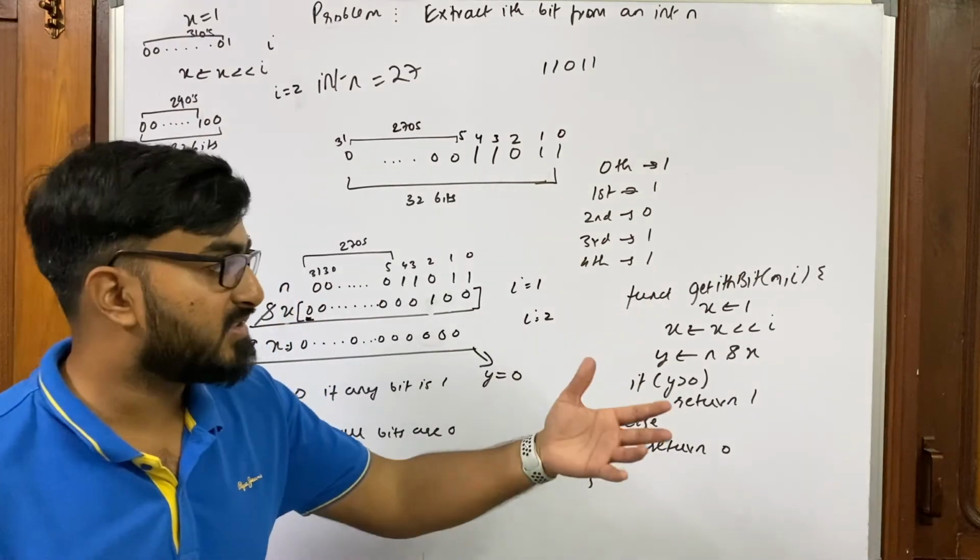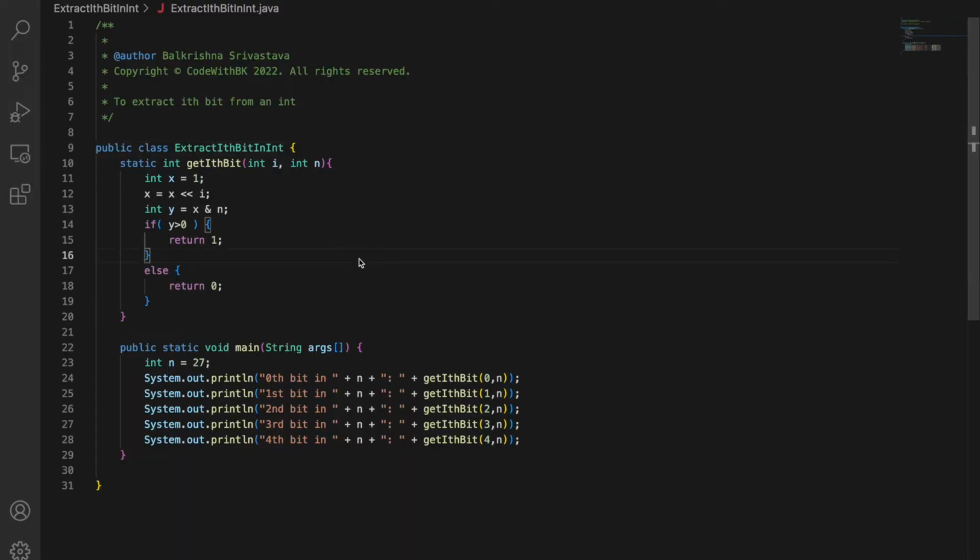So let's implement this and check this out. So this is the implementation of the solution we discussed. I've written a function get ith bit that takes integer I and integer n and returns the ith bit in n. Return type is int, either 0 or 1. Starting with x equal to 1, left shifting by I places, finding y which is bitwise AND of x and n, and then returning 1 and 0 based upon whether y is greater than 0 or equal to 0. So let us run this for 27.